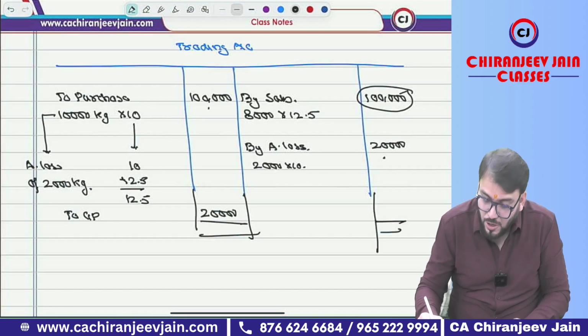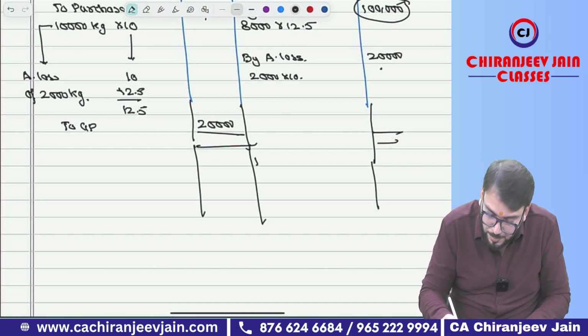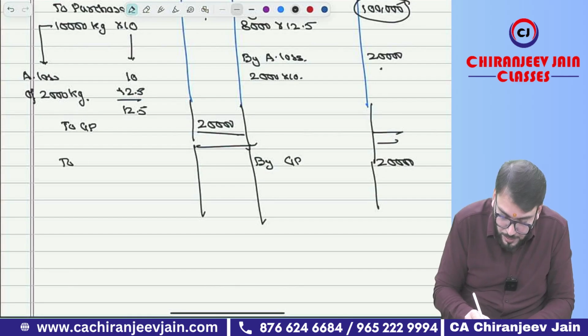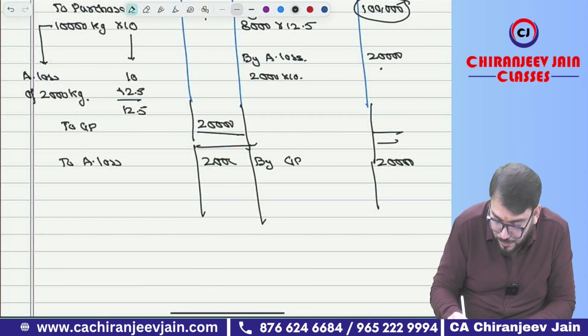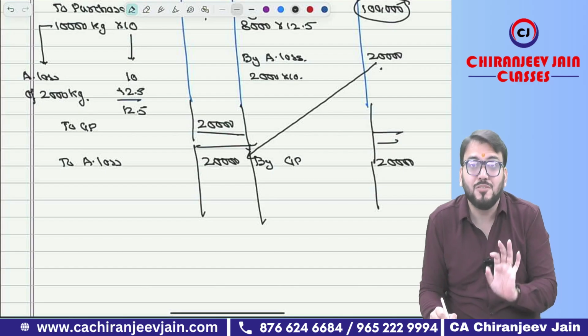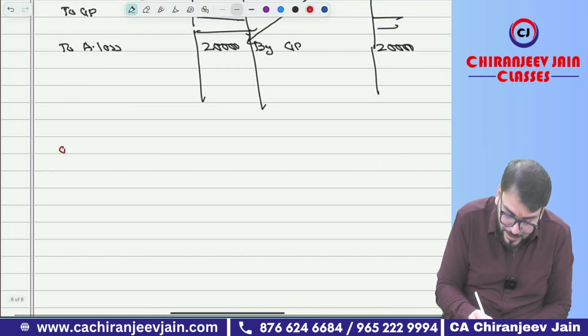And this abnormal loss which has been removed from purchase account, this will be your GP 20,000, and this abnormal loss will be charged to PL account. So you have removed it from trading account and you have charged it to PL account. That is the concept. Means you have done two journal entries. What is the first journal entry for abnormal loss?